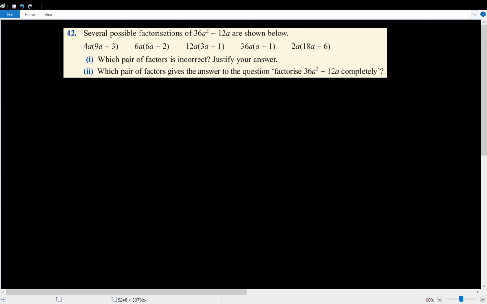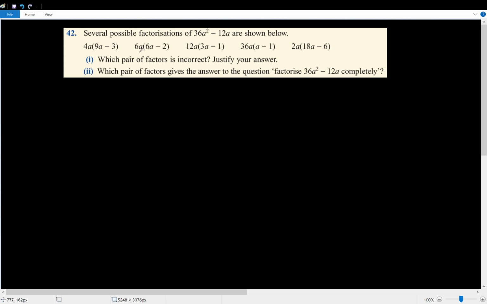This is question 42 from exercise 1.1 in Project Maths 2. Several possible factorisations of 36a squared minus 12a are shown below. For part 1 we've got to figure out which pair of factors is incorrect and we have to justify our answer. And then for part 2, to figure out which pair of factors gives the answer to the question: factorise 36a squared minus 12a completely.